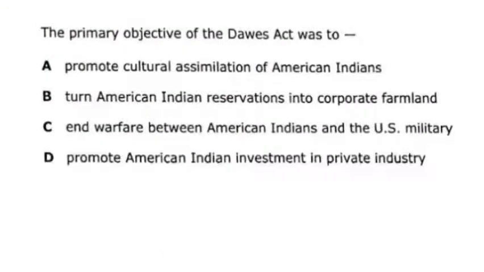Let's look at our EOC questions associated with this standard. The first question is, the primary objective of the Dawes Act was to do what? A lot of students usually tend to choose B, turn American Indian reservations into farmland, but that is only partially correct, because the word here, corporate farmland, is incorrect. Individuals were buying this land, and that makes it an incorrect answer.